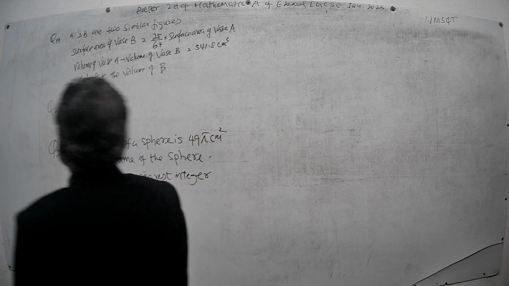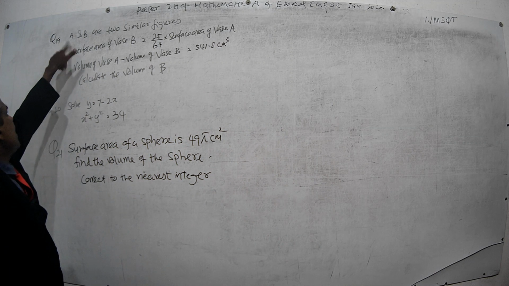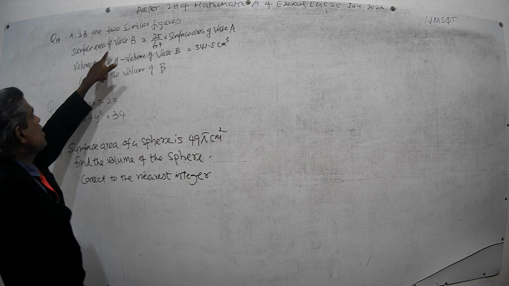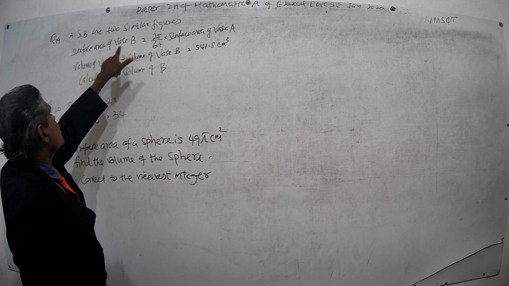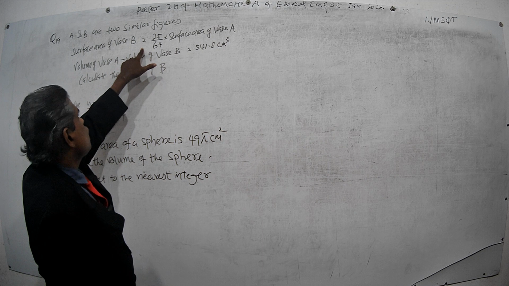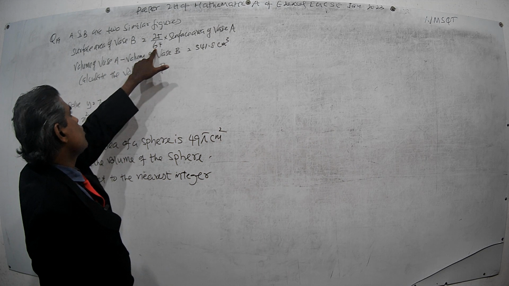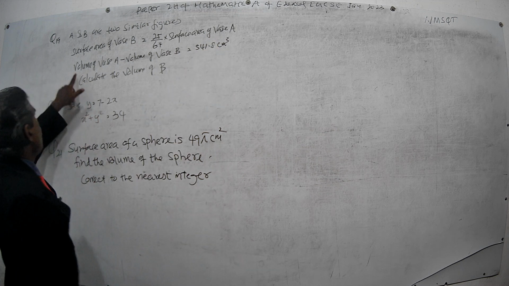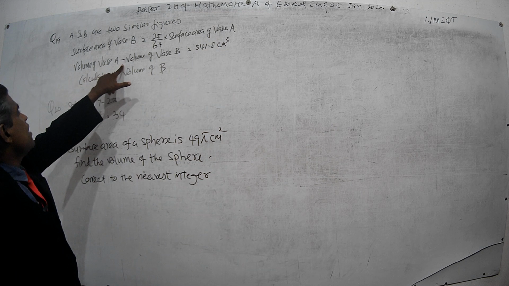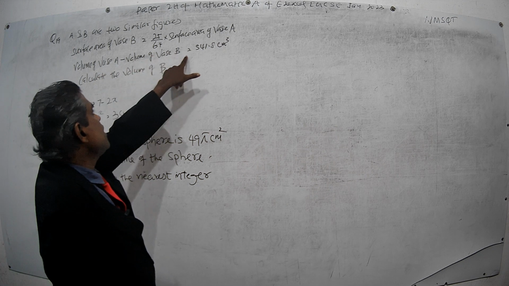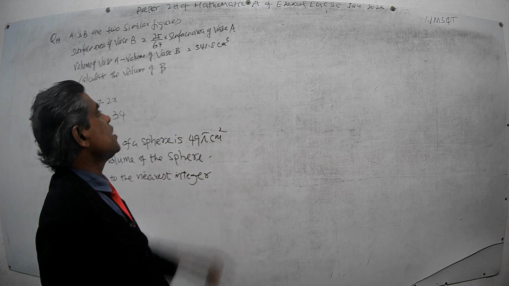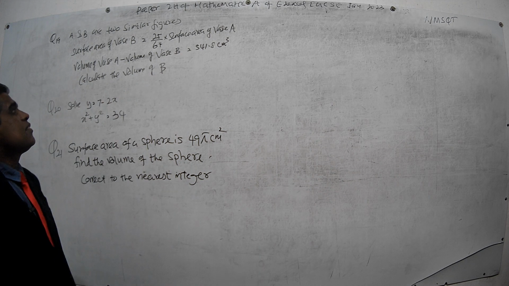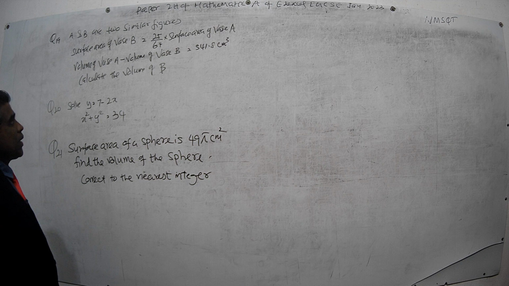Question 19 says A and B are two similar figures. Surface area of vase B equals 25 upon 64 into surface area of vase A. Volume of vase A minus volume of vase B equals 541.8 cubic centimeters. Calculate the volume of B. That is what is asked.